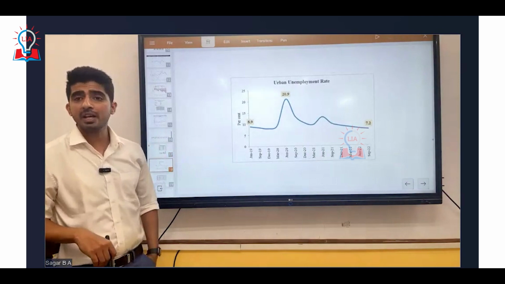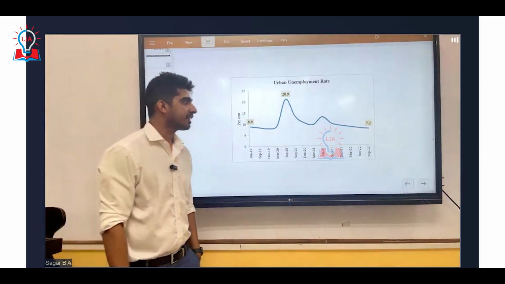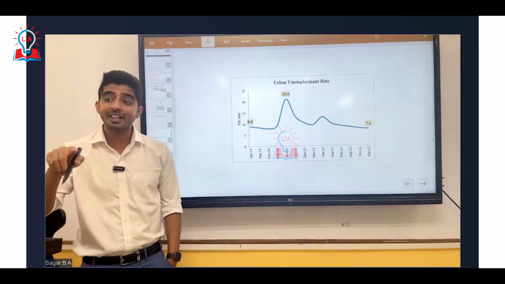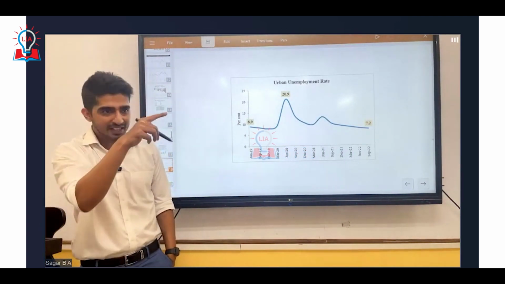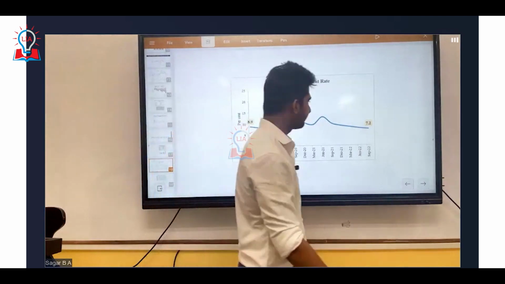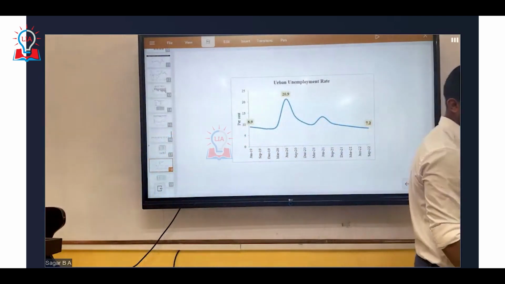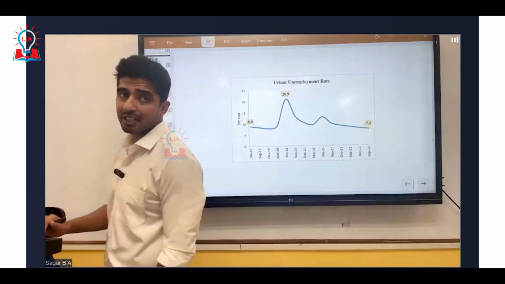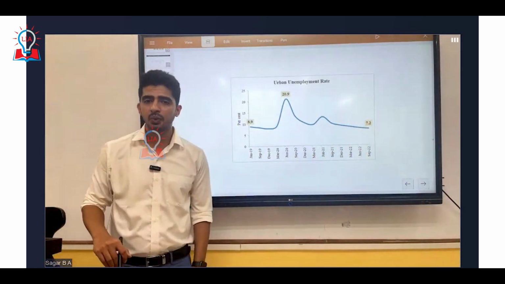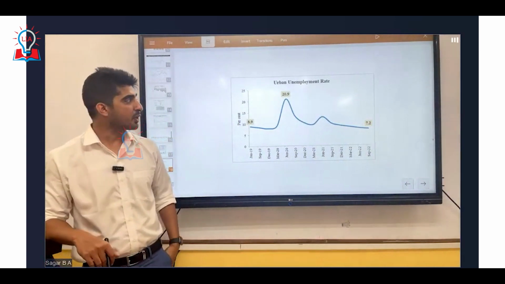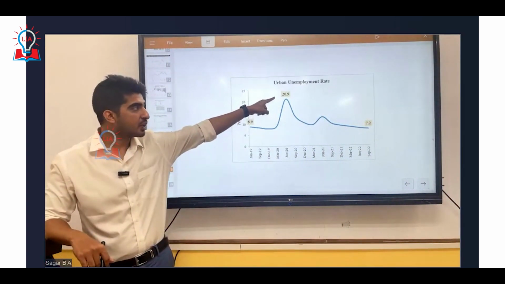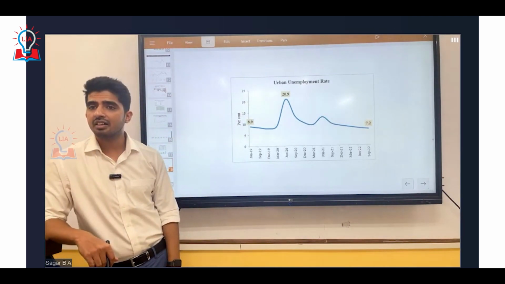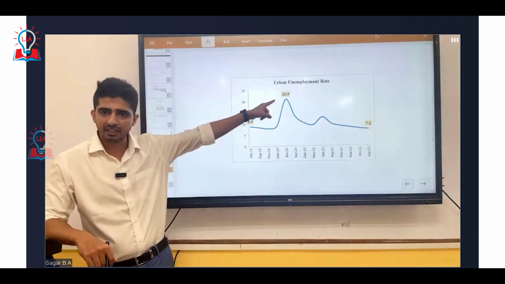This one, the urban unemployment rate, is falling. I told you earlier that the employment rate is increasing and the unemployment rate is falling. Look at this. Continuously it is falling. This is a positive. How much is it? You have to remember the number for this. It is 7.2. The unemployment rate is 7.2. It was at a peak of 20.9. When was this? It was during the pandemic.